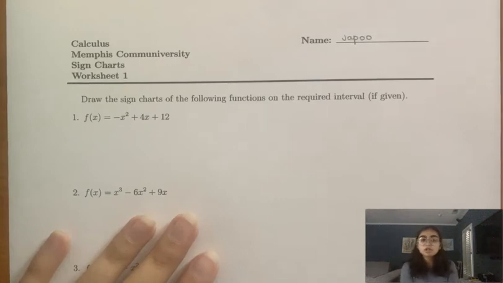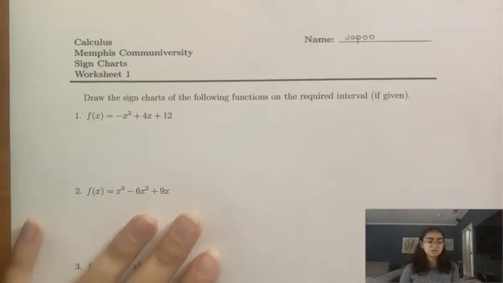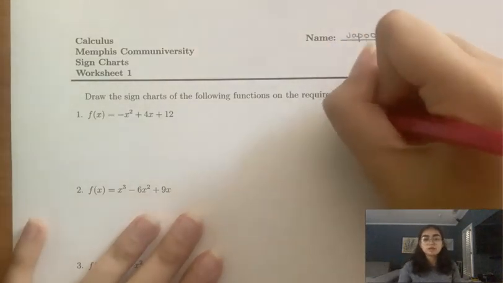So a sign chart, spelled S-I-G-N, not S-I-N-E, is not a graph of a function, but it actually tells you where things are positive and negative for that function. Technically, sign charts are not a calculus topic, but you can use sign charts in calculus problems to help you get the answer. So for calculus topics such as concave up or down or relative min or max, you can use sign charts to help you get to the answer.